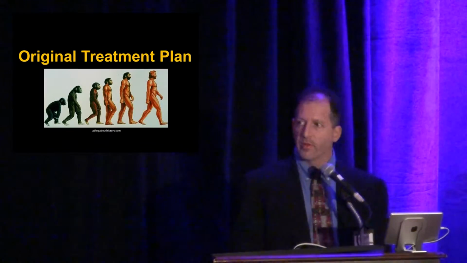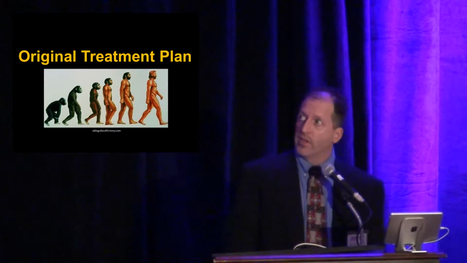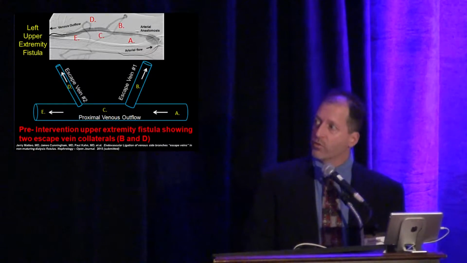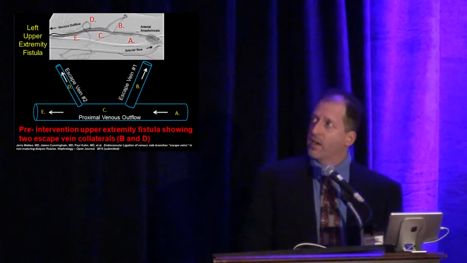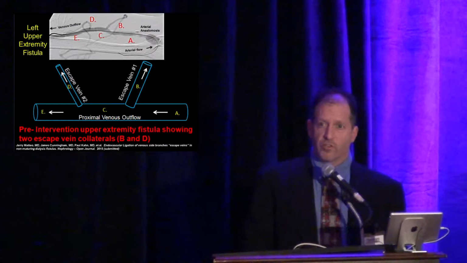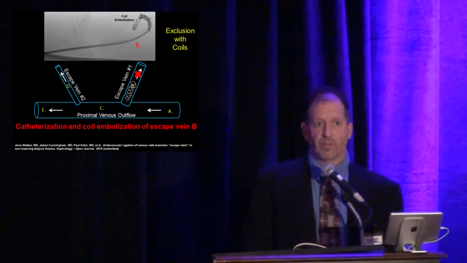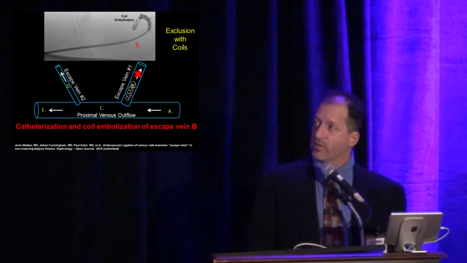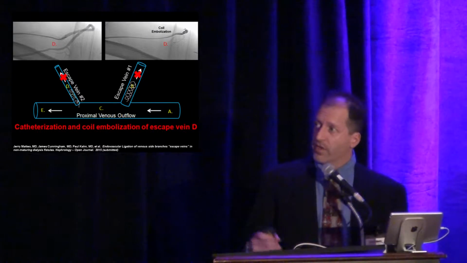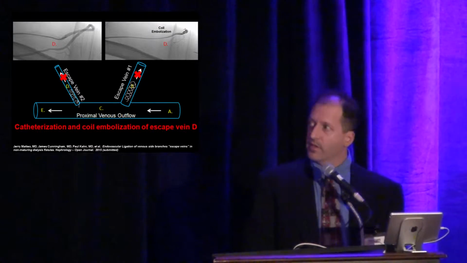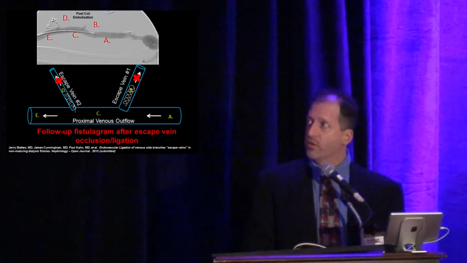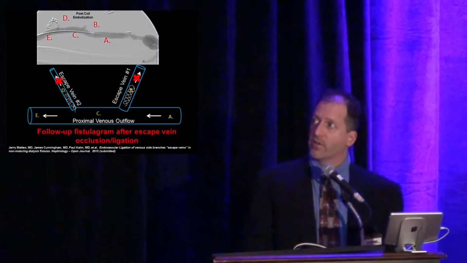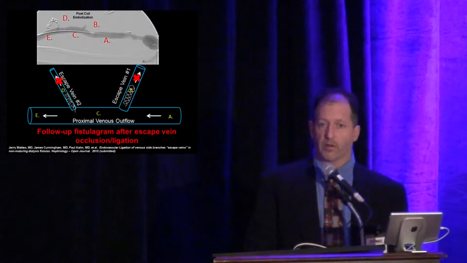And the original treatment plan, of course, was you would see a fistula, and there's the corresponding schematic below it. And the patient comes and has an issue, and if there was no stenosis and nothing else to treat, you'd probably look at these escape veins and say, well, probably this is the problem. And here they're labeled B and D, and you'd end up getting in these with a catheter. You exclude them with coils. You do a follow-up fistulogram. The escape veins are excluded. The patient usually does better.